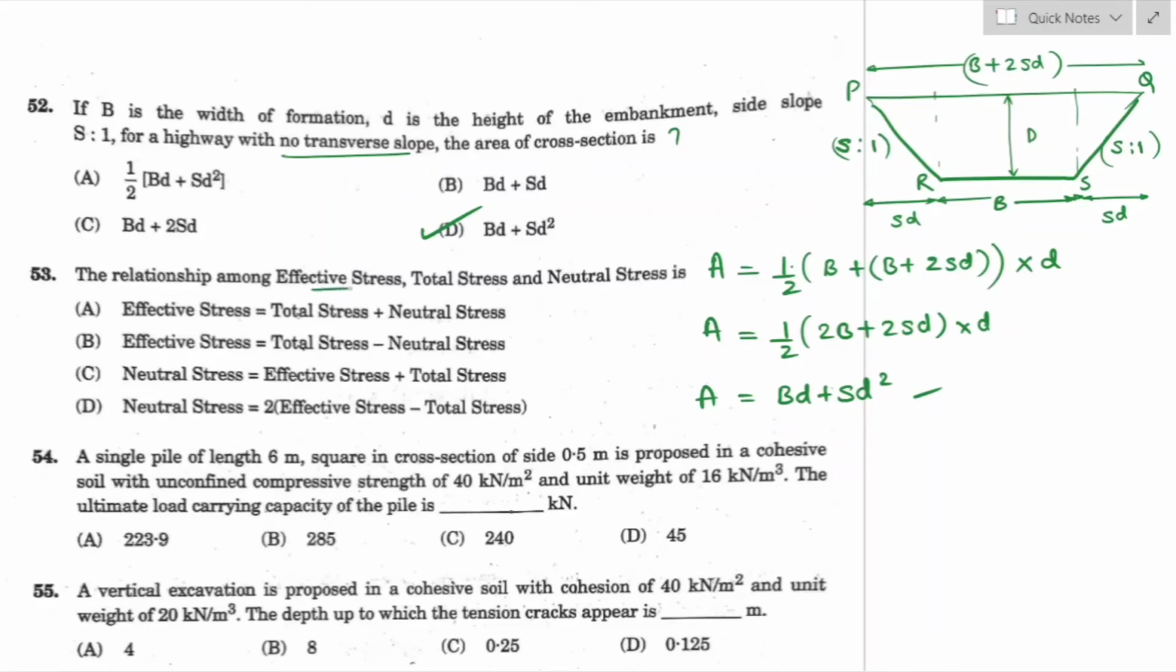Question number 53. The relationship between the effective stress, total stress and the neutral stress is: effective stress is equal to total stress minus neutral stress. So option B is the right answer.